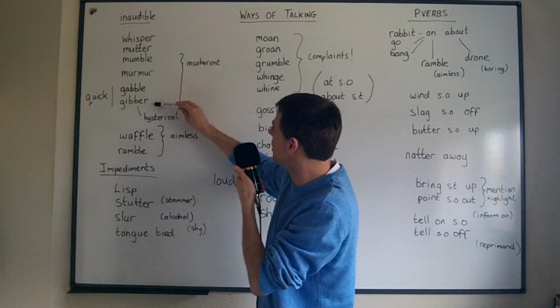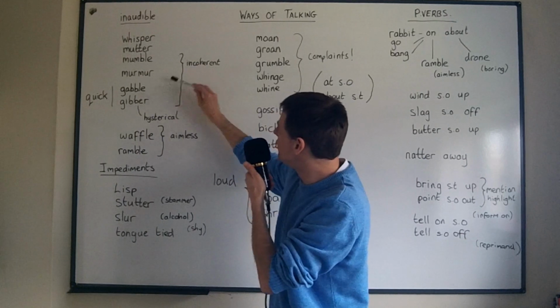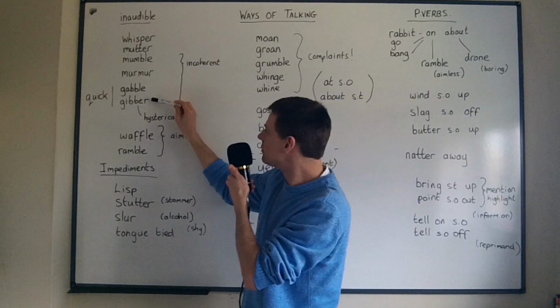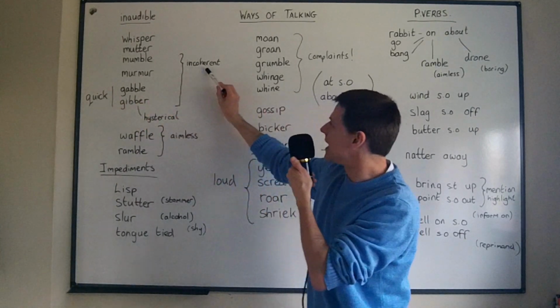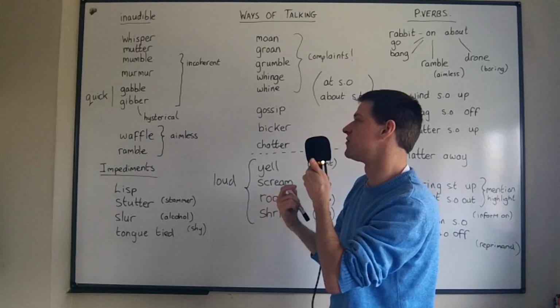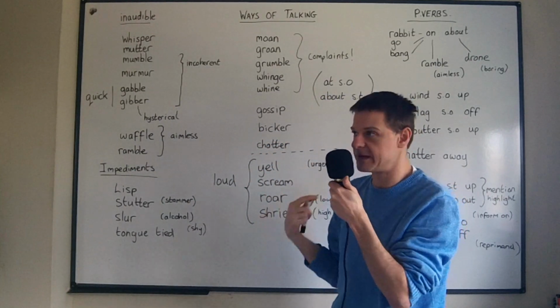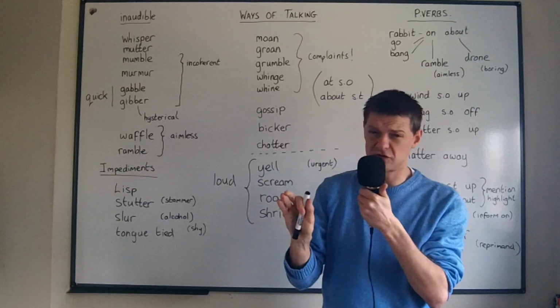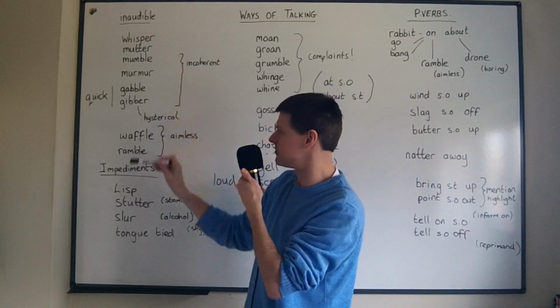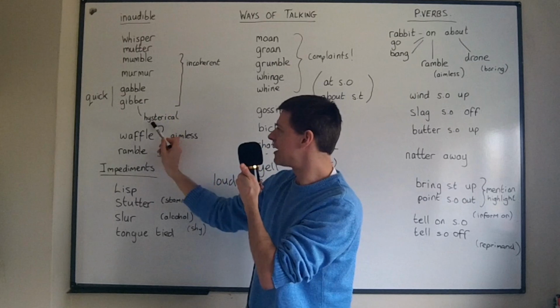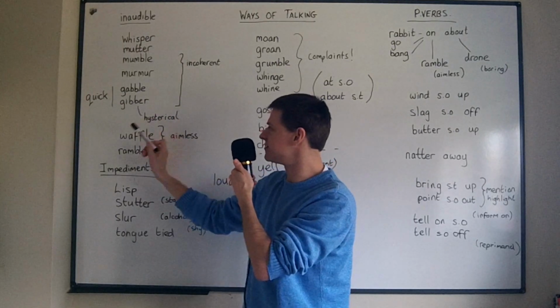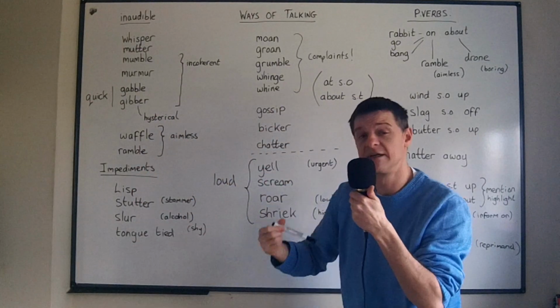And these two are also in the incoherent column. When you gabble or gibber, it's quick and incoherent. So it's a very fast form of speech, too fast for people to understand. And so you should try and avoid gabbling or gibbering. Gibber actually sounds hysterical. I think there's a hysterical element when somebody gibbers.